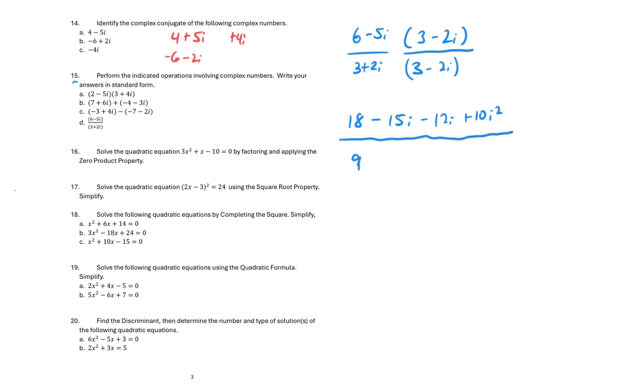Over 9 minus 6i plus 6i minus 4i squared. So the i squareds are going to become negative 1, so on top when we simplify we should get 8 minus 27i, and then on bottom we get 9 plus 4. So we'll get 8 over 13 plus minus 27 over 13i.